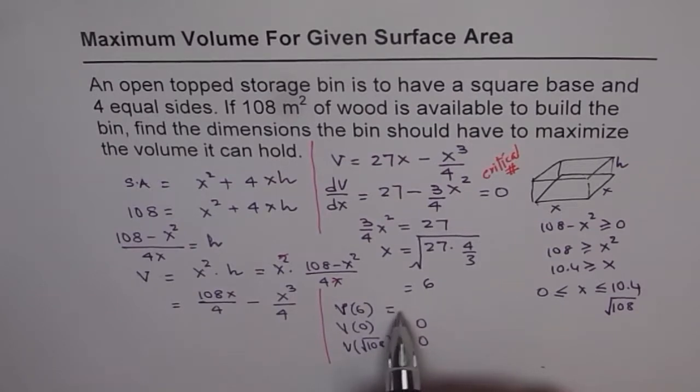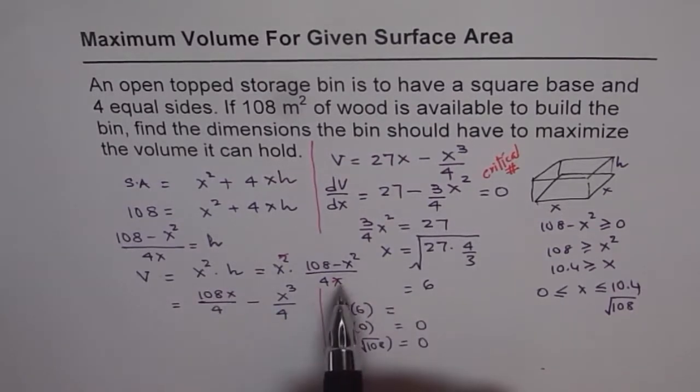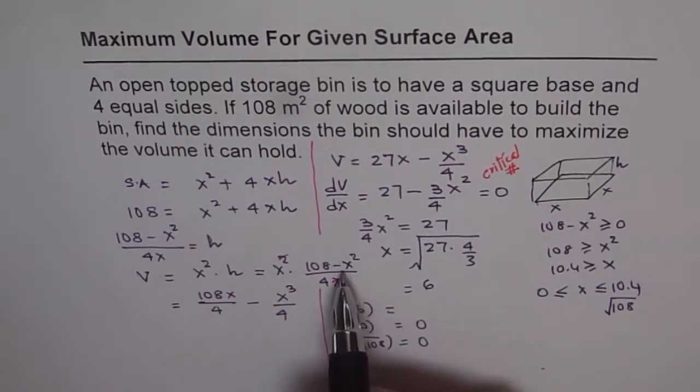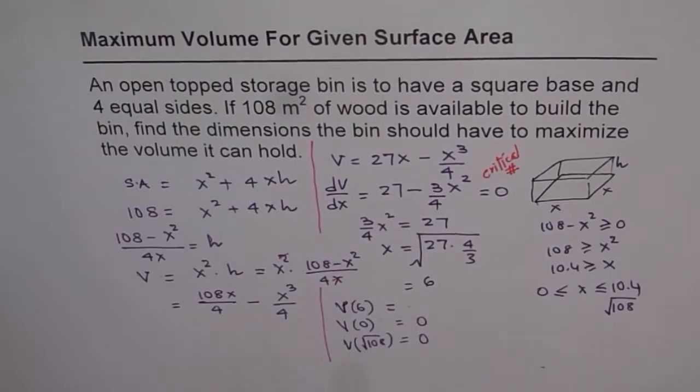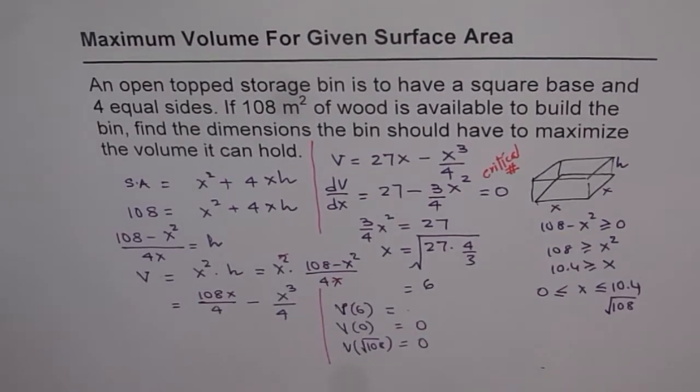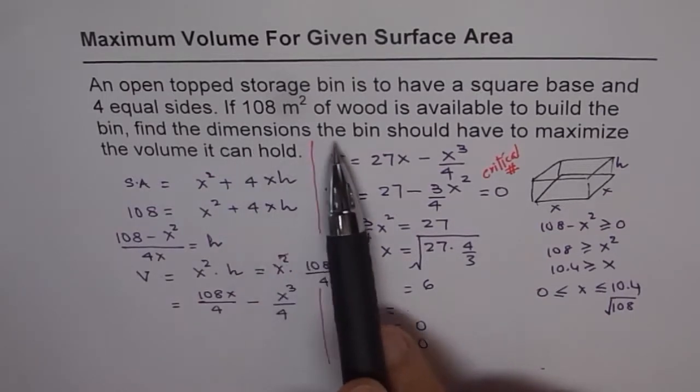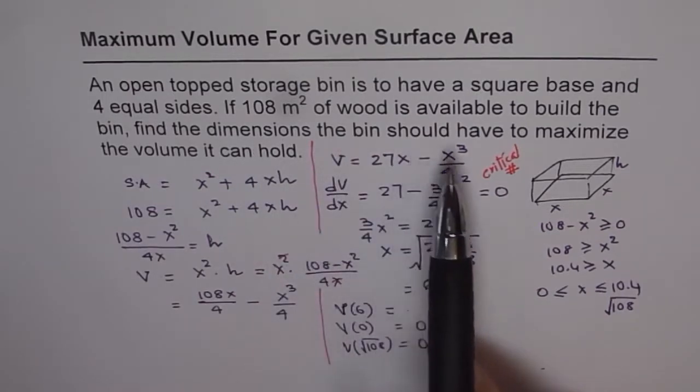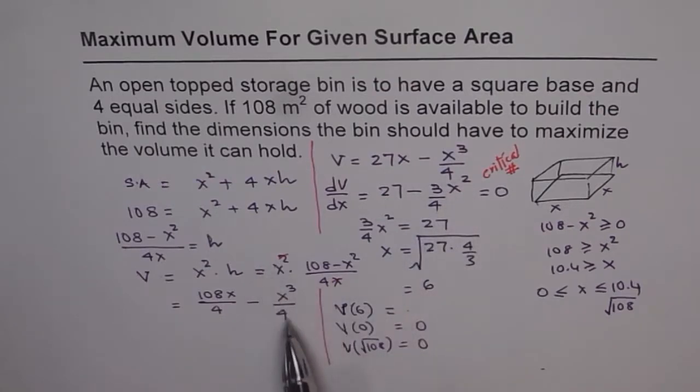And when you plug in 6 here, you get a value which you can calculate and write down, correct? Which is definitely a positive value. Now the question is, find the dimensions of the bin, right? So dimensions means you need to find height also, correct? So we are getting back to that, and then we'll find the volume later, right?